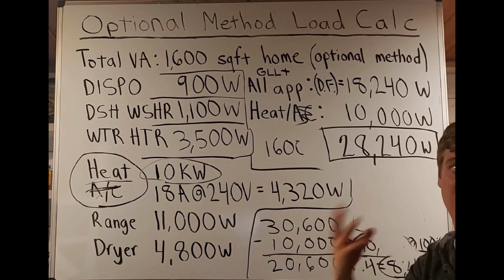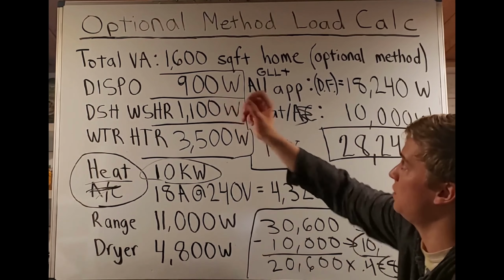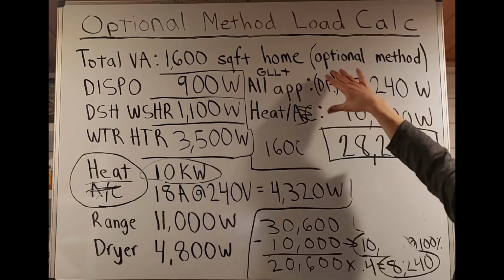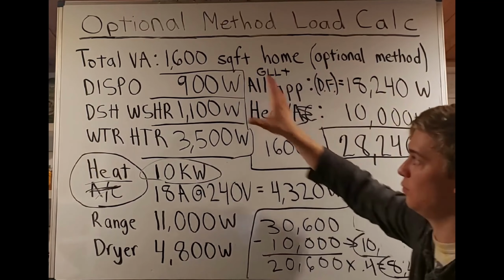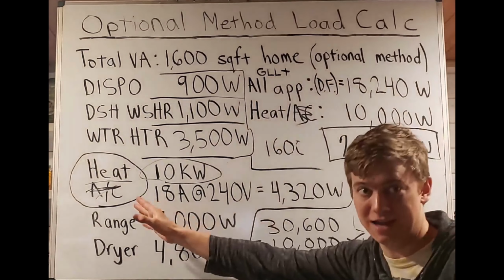So using the optional method, we figured out the total volt amps for this 1600 square foot home using the optional method with the following appliances and the heating and AC.